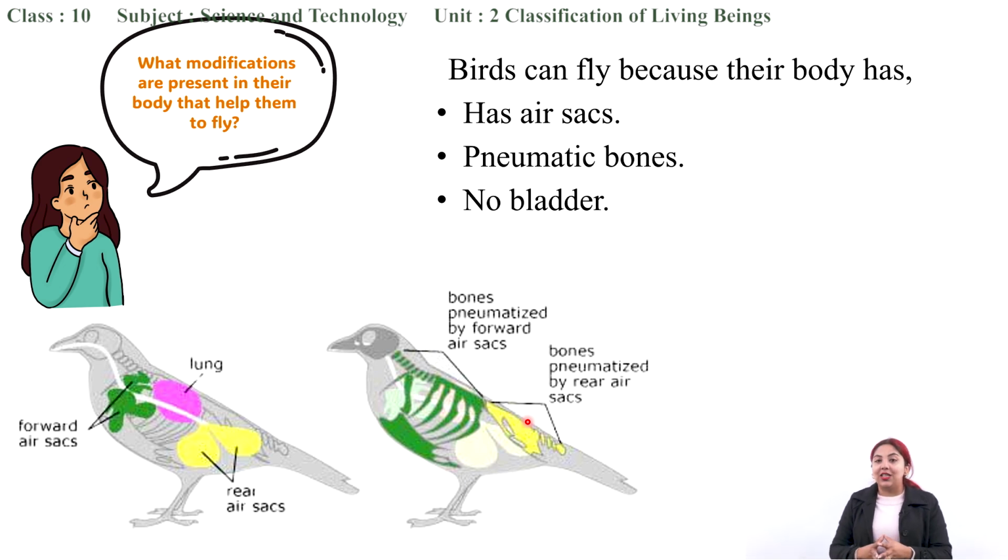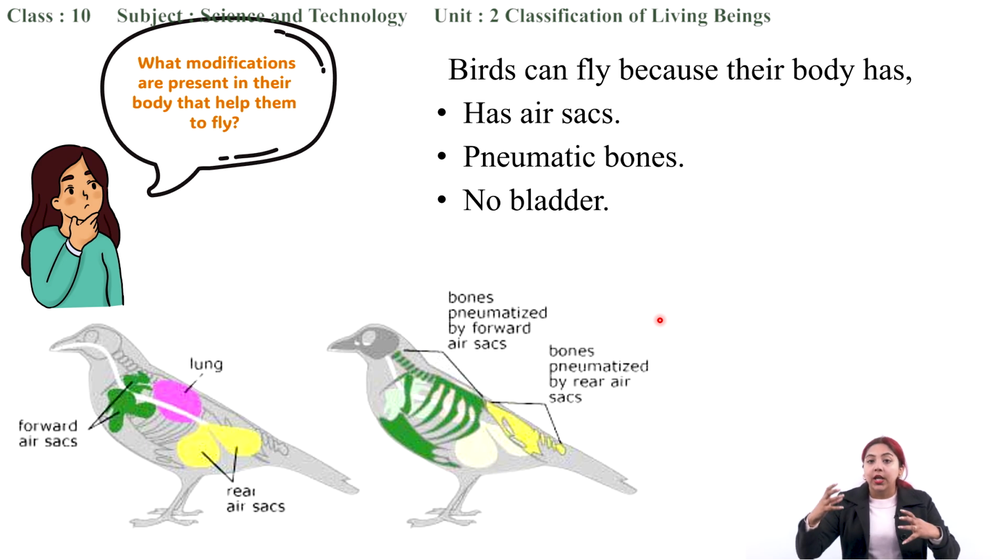Another modification is that they do not have bladders to store urine. If they had a bladder to store urine, their body would be heavier. So they do not store urine, and instead they have a cloaca, which is a single opening that has multiple functions. It excretes waste through the cloaca, it lays eggs through the cloaca, and it also reproduces through the cloaca. So birds do not have a bladder, so they cannot store urine and stool in them.